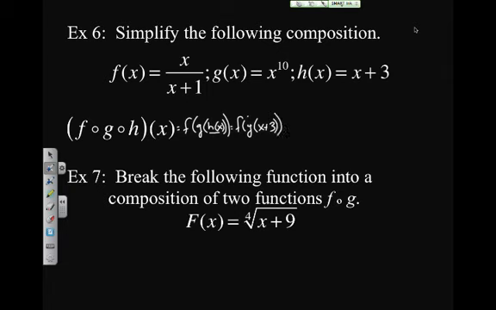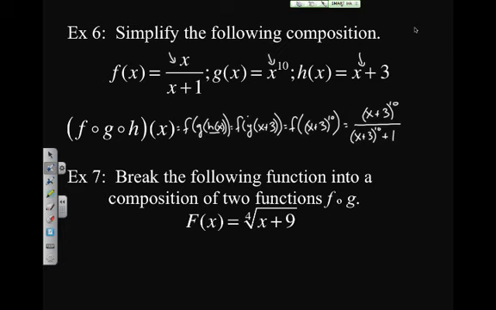The next one we do is now g of x, and the g function takes the input value and raises it to the 10th power. So now we have x plus 3 raised to the 10th power. And then finally, what does the f function do? The f function takes the input value, x plus 3 raised to the 10th power, and divides it by the input value, x plus 3 raised to the 10th power, plus 1. So we applied the h function, then we applied the g function, then we finally applied the f function. And that will be our answer as we look at those.